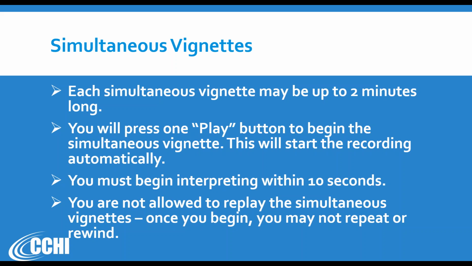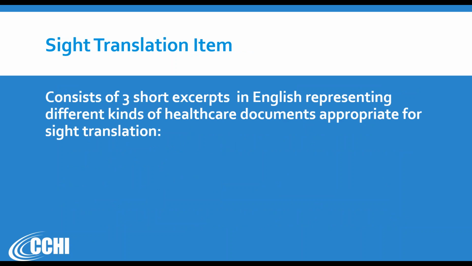But in general, it's a very brief item on the exam, so don't get too nervous about it. The sight translation item consists of 3 short passages. We count it as one, and it is scored as one response. But it really is 3 little recordings of 3 different types of documents.